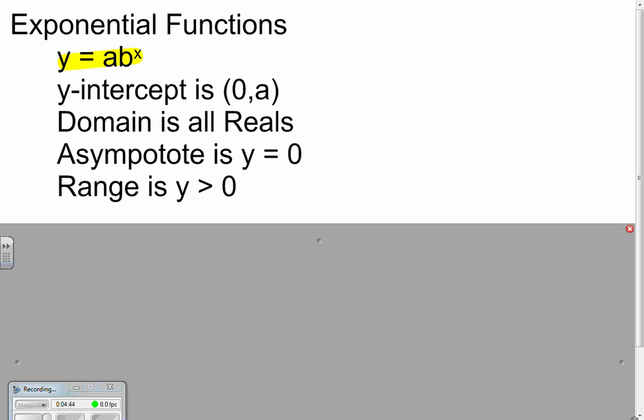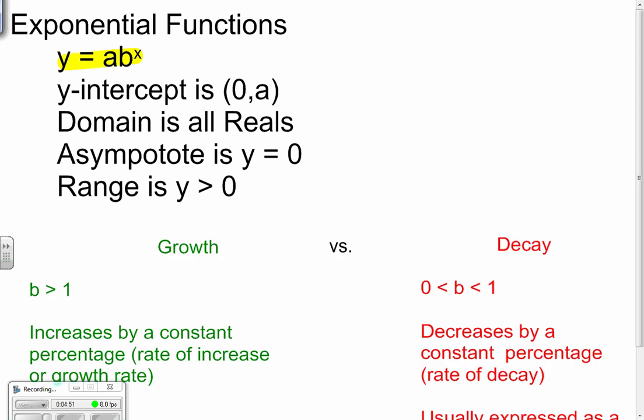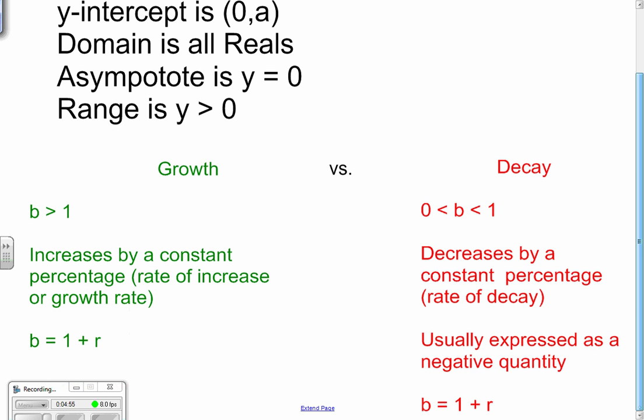The range is always y is greater than 0 because of that asymptote, meaning that it only touches things above it. There are two kinds of exponential functions. The first is a growth. So I'm looking at the stuff in green right now. A growth means that your b value is greater than 1. Anytime that happens, you're increasing by a constant percentage. It's called a rate of increase or growth rate. And in order to find that b value, you take 1 plus your rate.